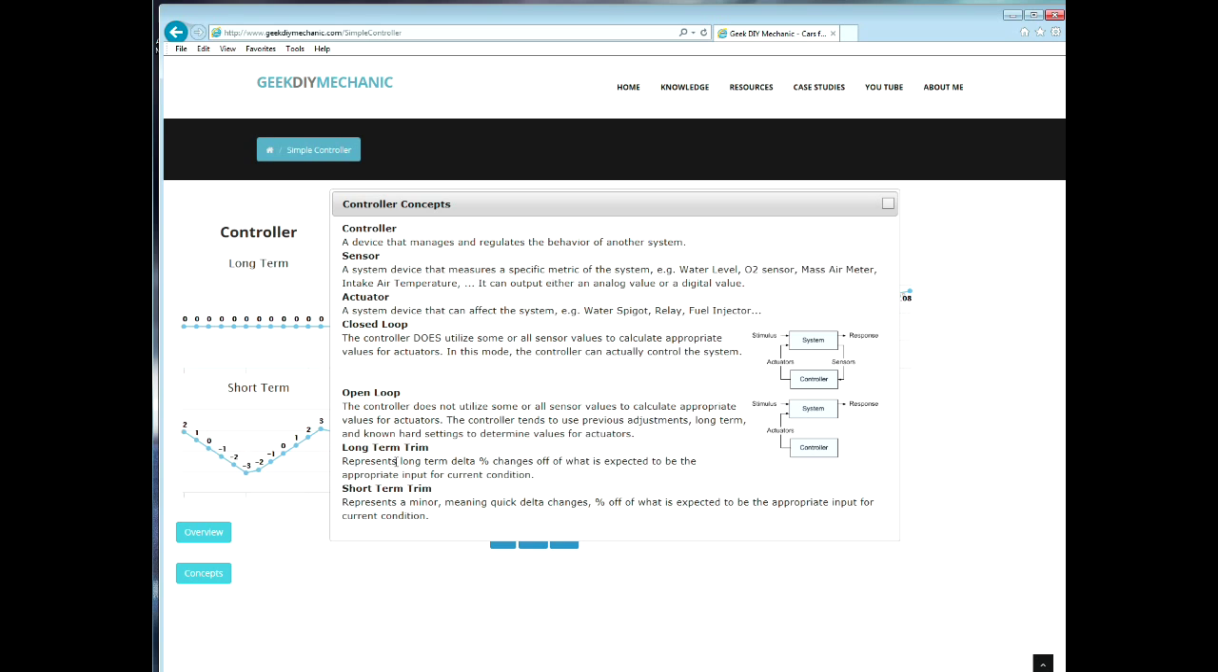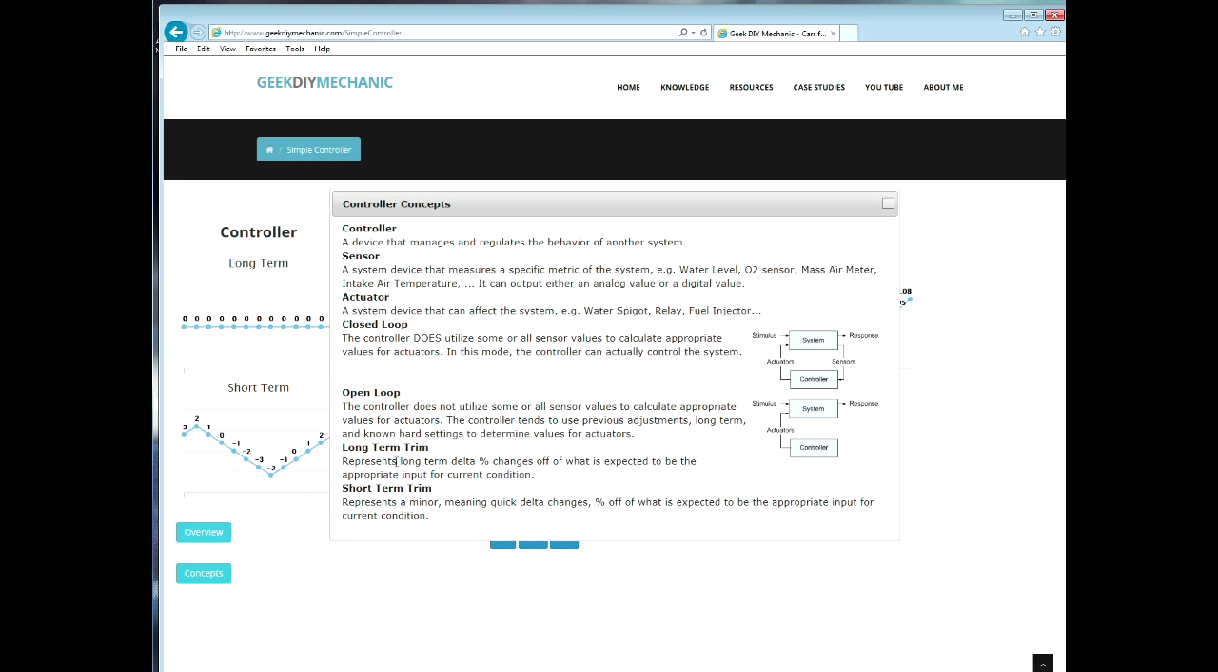And those are macro settings, changes. So when you went into your shower and you turned those dials, that would be considered long-term trim because you remember where those water gauges should be.